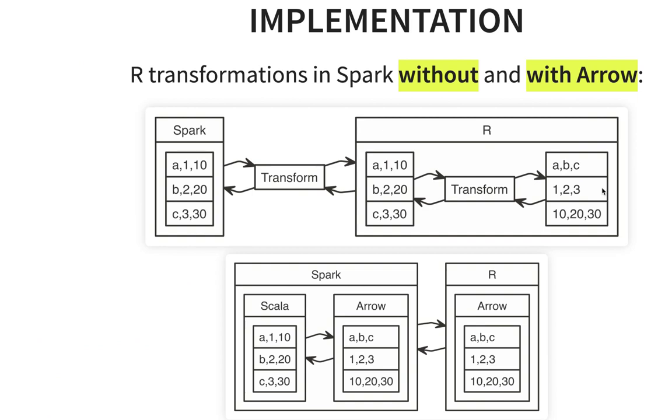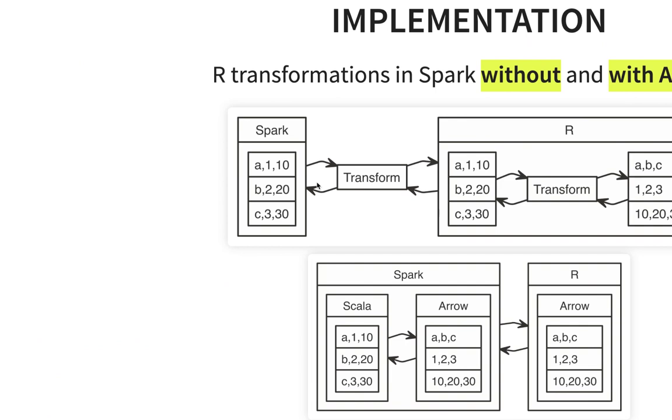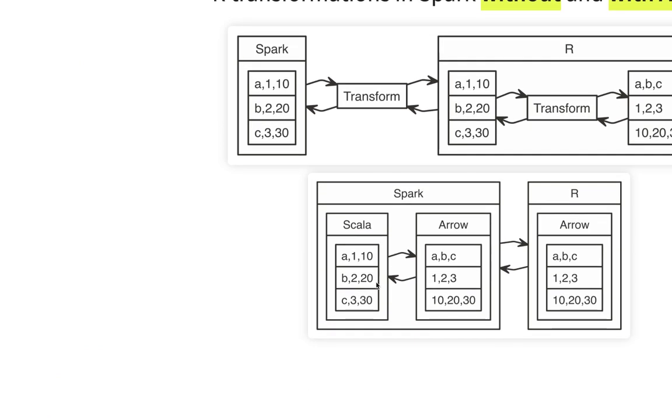And then once you applied your custom transformation in R with Spark apply, you would actually have to transform it back from columnar to row, and then send it back to Spark, which again incurs another transformation.